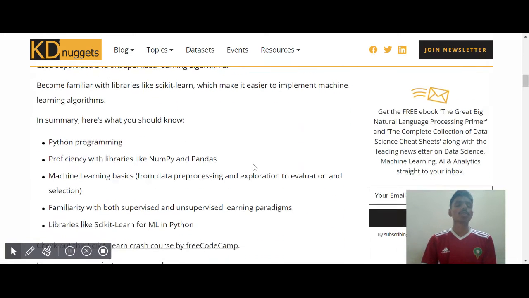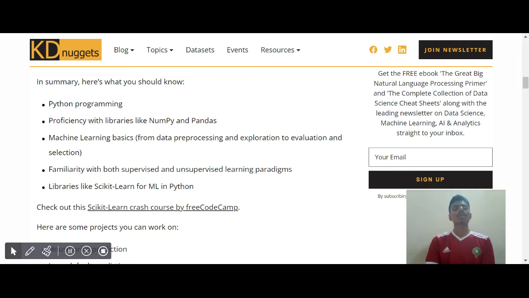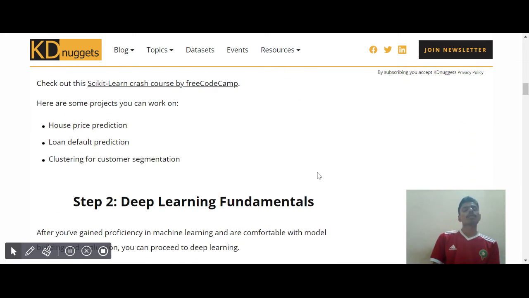In summary, here's what you should know: Python programming, proficiency in libraries like NumPy and Pandas, machine learning basics from data pre-processing and exploration to evaluation and selection, familiarity with both supervised and unsupervised learning algorithms and paradigms, and libraries like scikit-learn for ML in Python. So check out the scikit-learn crash course on freeCodeCamp.com, though this is KDnuggets.com. Anyways, here are some of the projects that you can work on: house price prediction, loan default prediction, clustering for customer segmentation. So step number two is deep learning fundamentals.